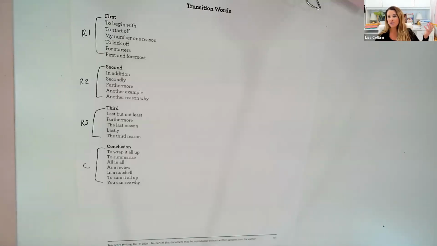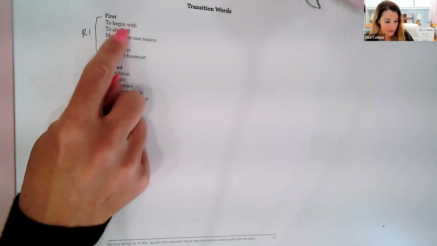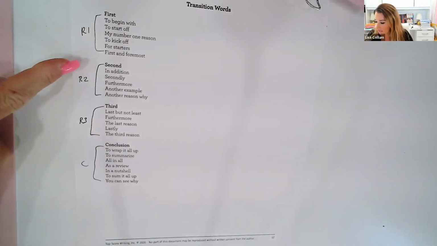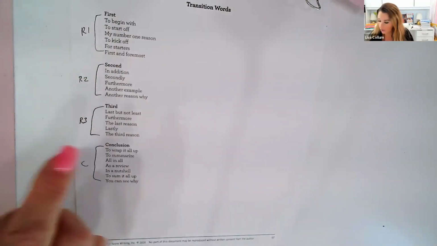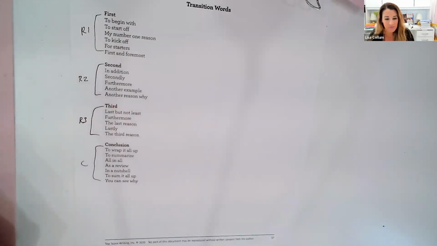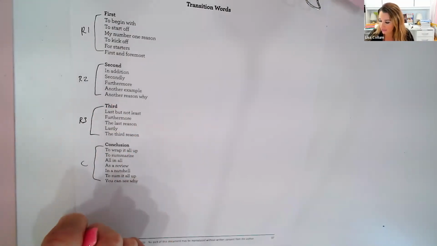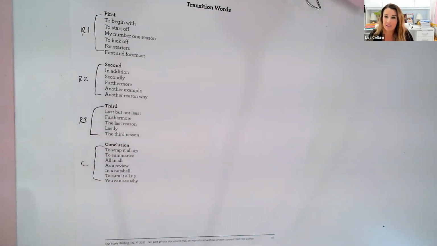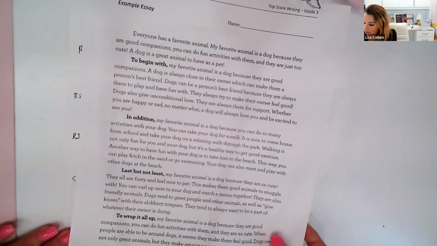So instead of saying first, you can use to begin with or to start off. And instead of using second, you can say furthermore or another reason why. And instead of saying third, you can say last but not least or furthermore or any of these. And then for your conclusion, you can start with one of these because that'll help transition into your conclusion. The only paragraph you don't use a transition word is your introduction, but all the other ones, your middles and your conclusions, can all have a transition word. So let me show you an example of an essay about favorite animal.